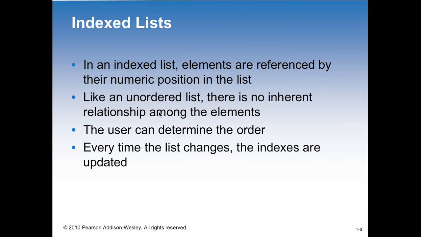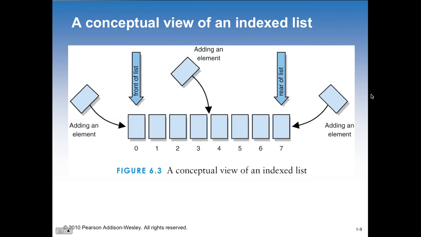And we could have element 1, element 2, element 3, element 4, just arbitrary numbers that we've assigned to these nodes or elements. And we could put items in the elements. So like in an unordered list, there's no inherent relationship among the elements, and the user can determine the order. Every time the list changes, the indexes are updated. Here's an example of an index list, and here is the index. So you might consider an index list the same as an ordered list, except the index is external, and the list items themselves are not determining the order.